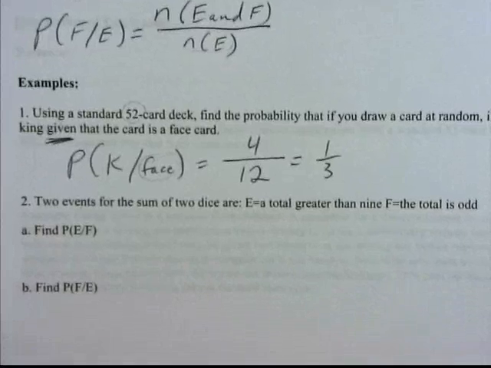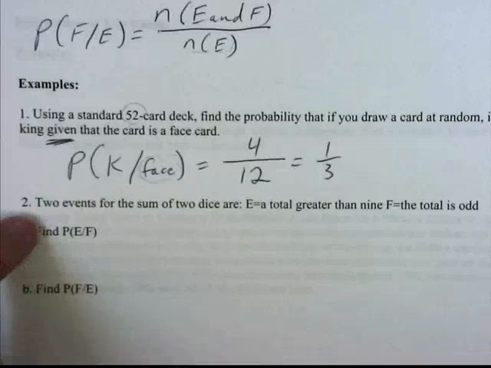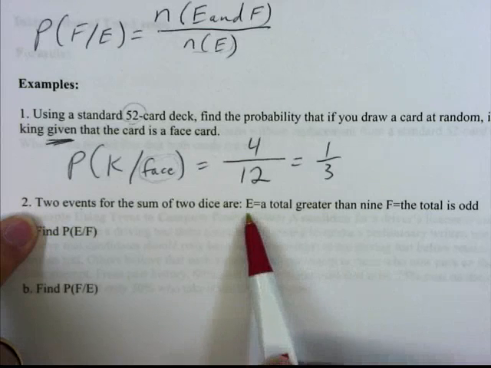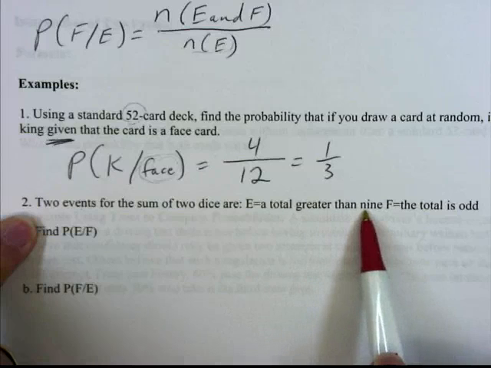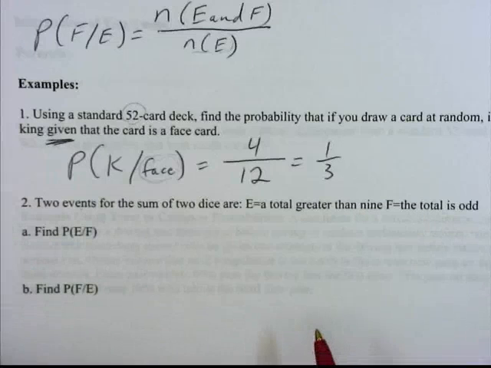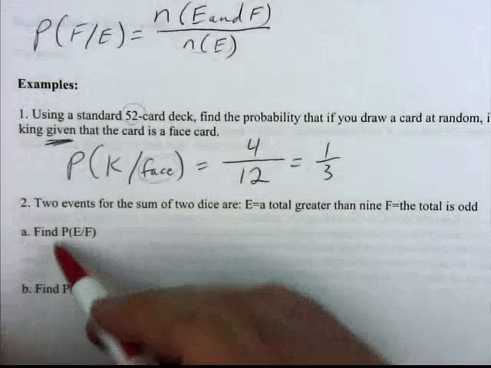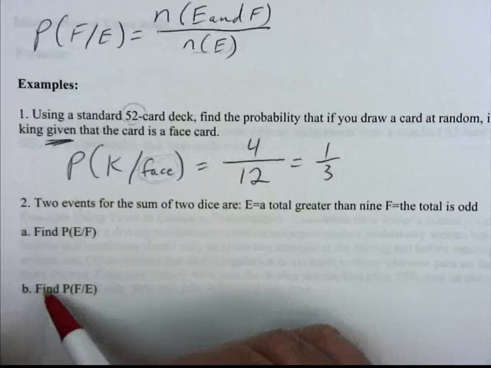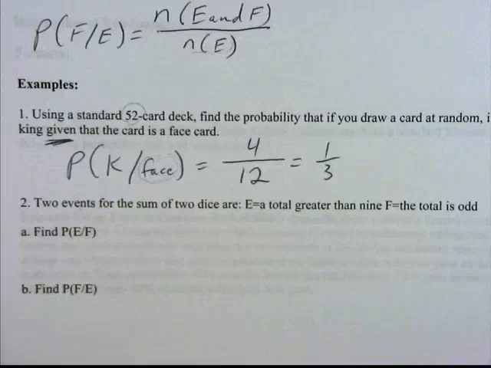Okay, let's look at one more dice problem. It says 2 events for the sum of 2 dice are E, that they have a total that's greater than 9, and F, that the total is odd. We want to find the probability of E given F, and we want to find the probability of F given E. So take a minute and go ahead and come up with what you think it is. Pause this and see if you can figure out how that's going to work.